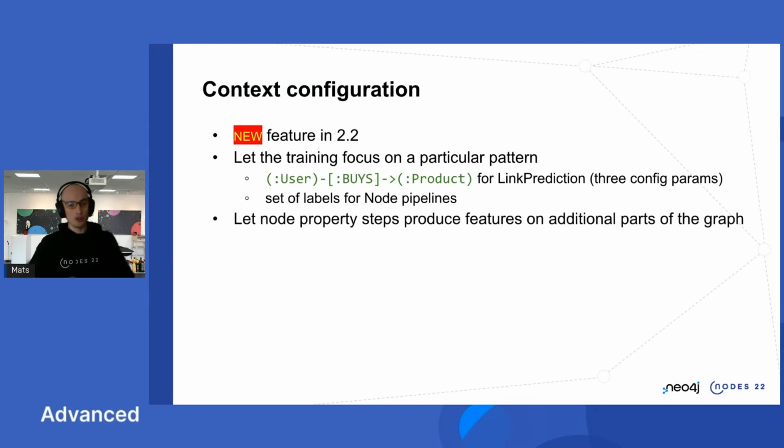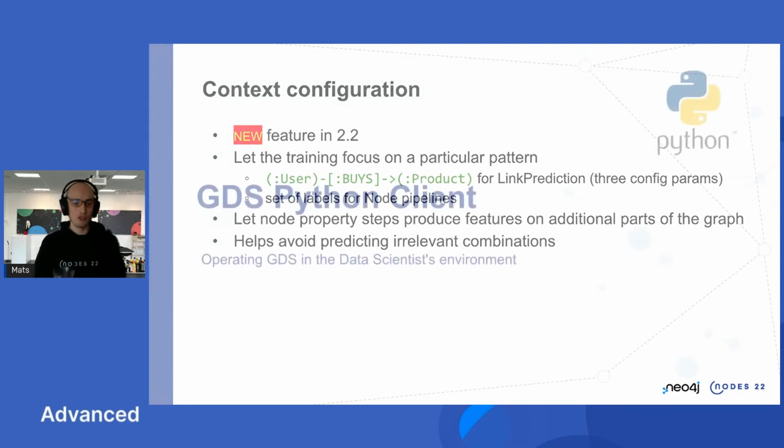And while we restrict the training algorithm and the training method and the data that goes into it, we don't want to restrict our node property steps. So then they can focus on this larger context. That's why it's called context configuration. And this helps to avoid predicting irrelevant combinations.